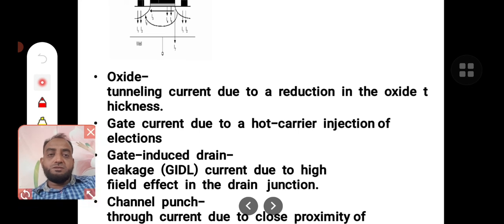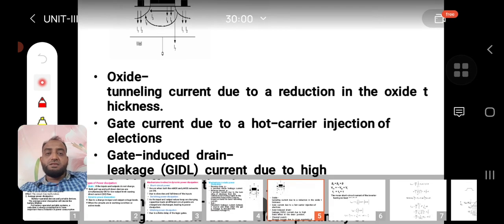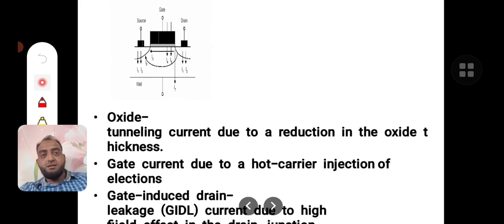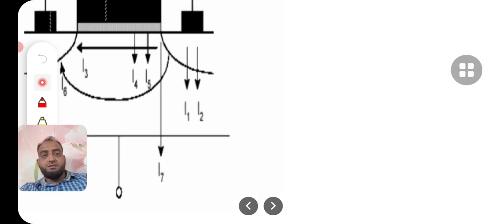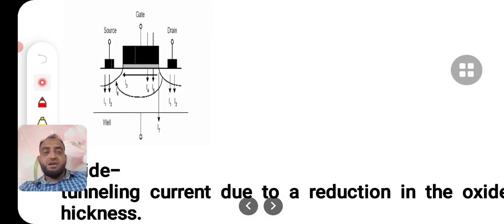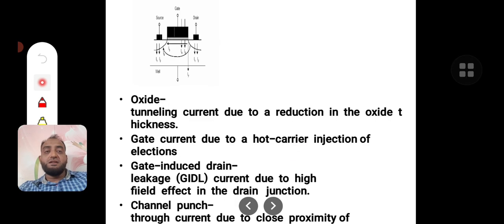Gate induced drain leakage current. See here, if you can see, some part of the drain overlaps and comes under the gate structure. Because the gate is applied with high potential, sometimes this gate influences a little current induction in the drain. That is called gate induced drain leakage current.